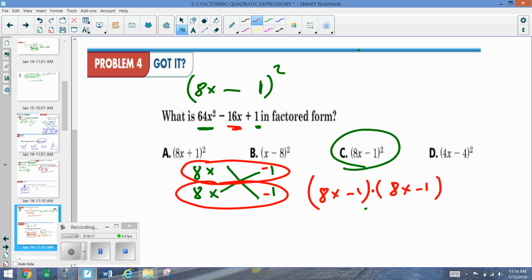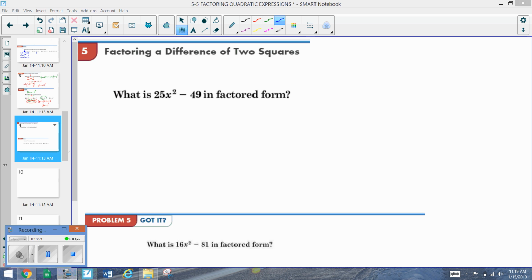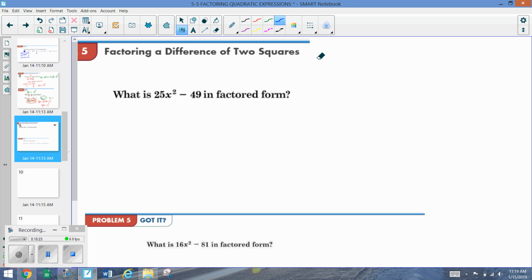That means, let's say this is multiplication of exponents. When the bases are the same, you keep the base the same and add exponents. 1 plus 1 equals 2. So here's the formula. A squared minus b squared is equal to a minus b times a plus b.